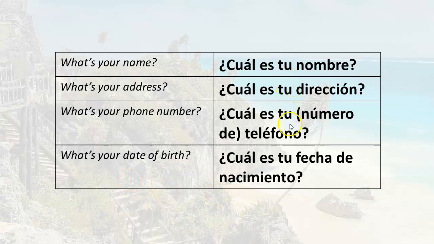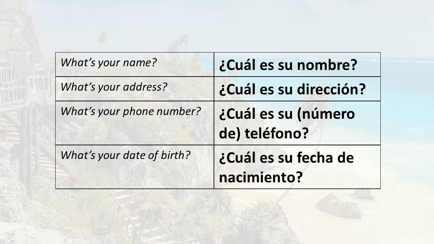Now, all of these questions are informal because we're using the informal word for your, which is tú. If I want to make the questions formal, I would use su. Su means your when you use usted with someone. So the questions would be, ¿cuál es su nombre? ¿Cuál es su dirección? ¿Cuál es su número de teléfono? ¿Cuál es su fecha de nacimiento?